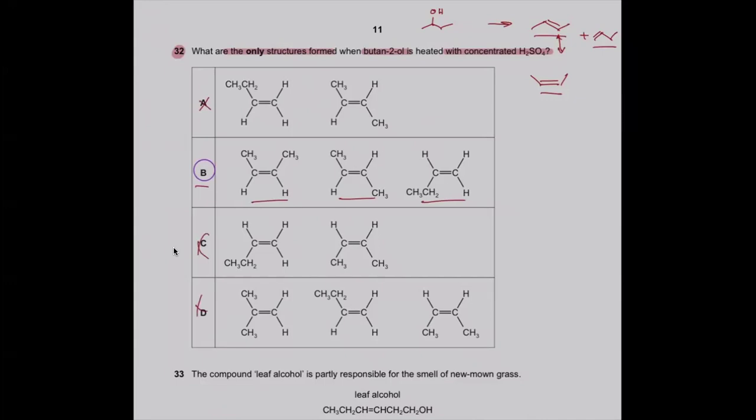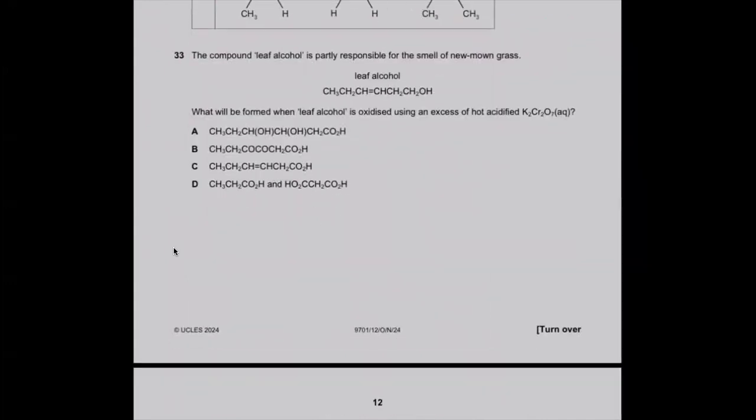Okay. Now MCQ 33. The compound leaf alcohol is partly responsible for the smell of new mown grass. Leaf alcohol has a double bond and OH. What will be formed when leaf alcohol is oxidized using excess hot acidified dichromate?